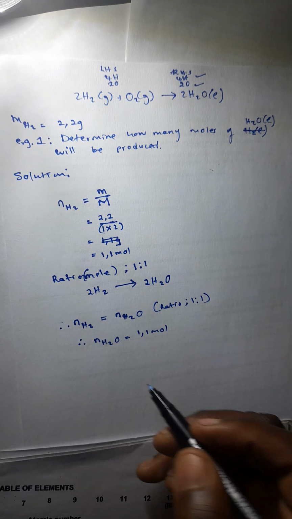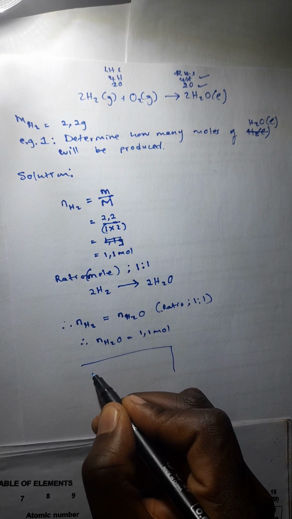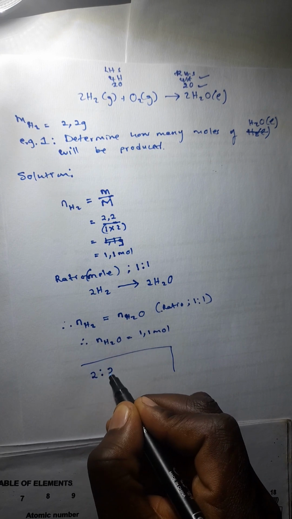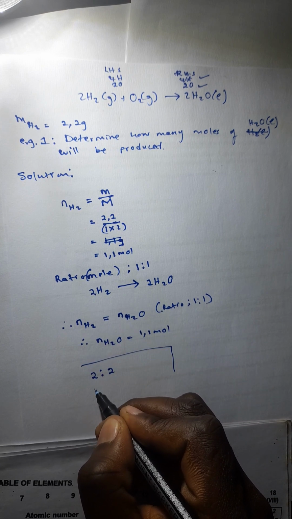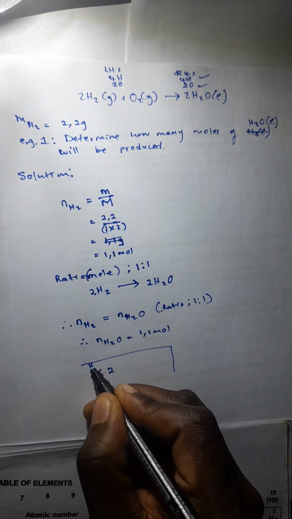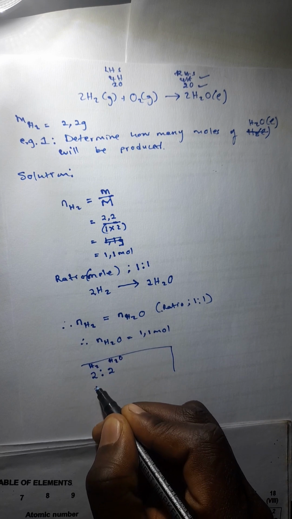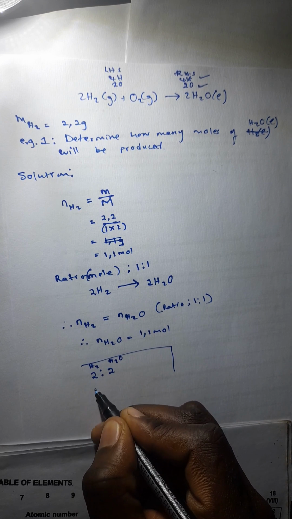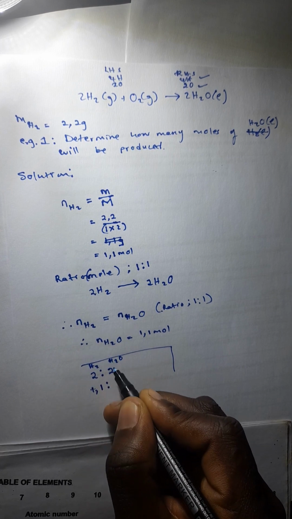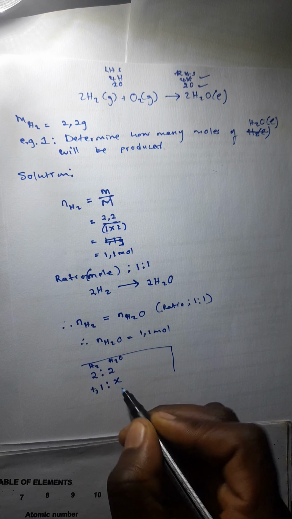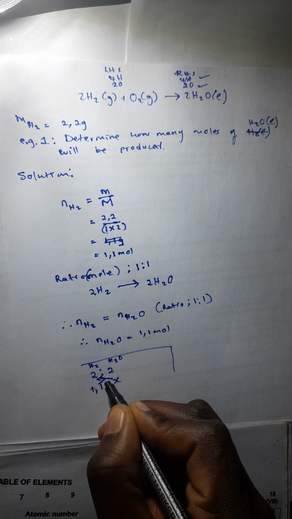However, if you want to use that, you are going to say 2 is to 2. This is for hydrogen and this is for water. Therefore, what are you having for hydrogen? You are having 1.1. What are you having for water? You don't know it. So you see what's going to happen. You're going to cross multiply here.